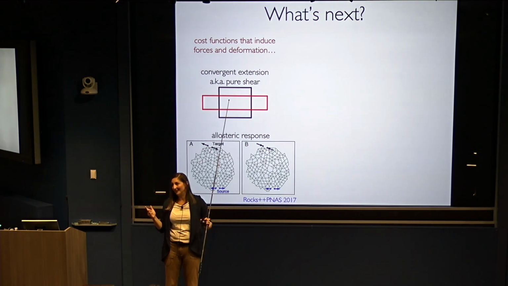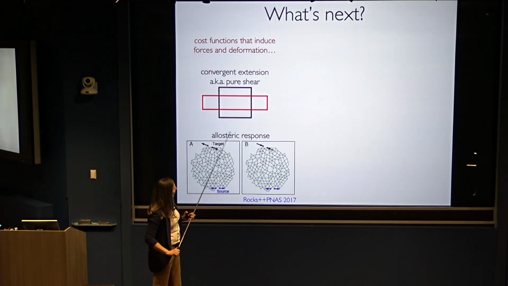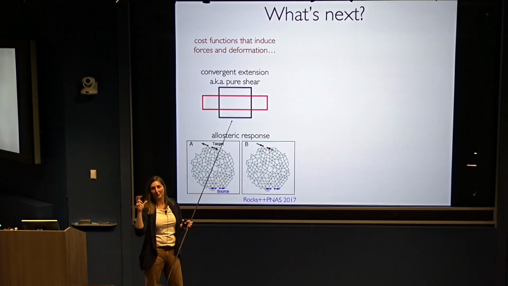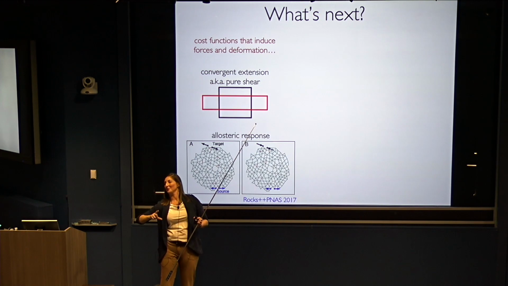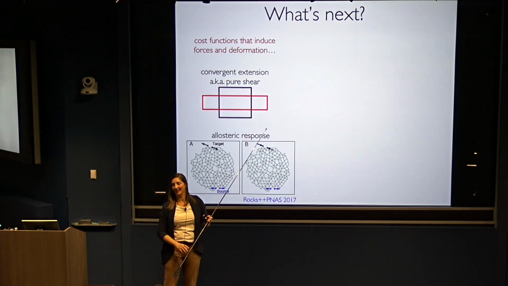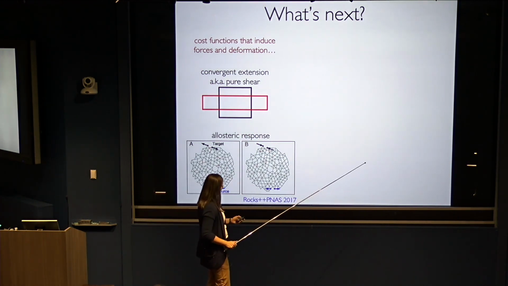And I think that can be done, right? And also allosteric responses, which is how proteins work. You can actually change the shape. Basically, you can have big deformations of a protein with only a small enzyme activating it. And we think we can do stuff like that in tissues too.